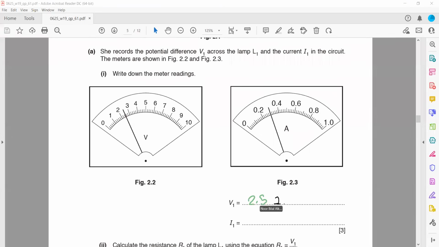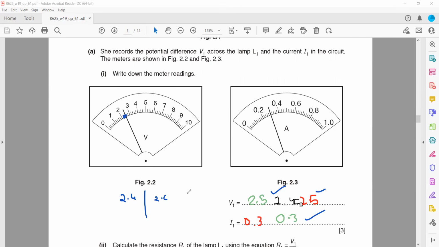V1 is 2.5. Yeah, that's right. It could be 2.45 or 2.5, but why is 2.45 not correct? Because each box is representing 0.2. So if this is 2.2, this is 2.4, and this is 2.6, it is between 2.4 and 2.6. That's why we say it is 2.5, and the other value is 0.3.